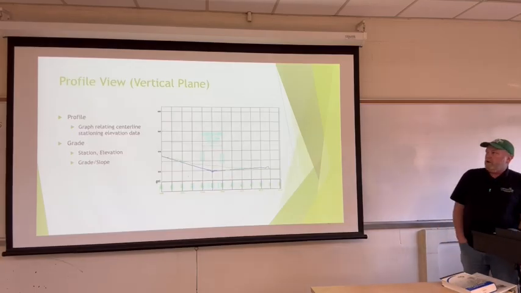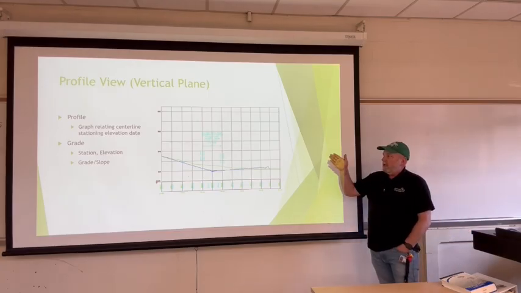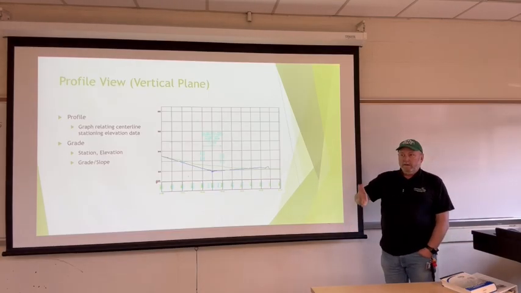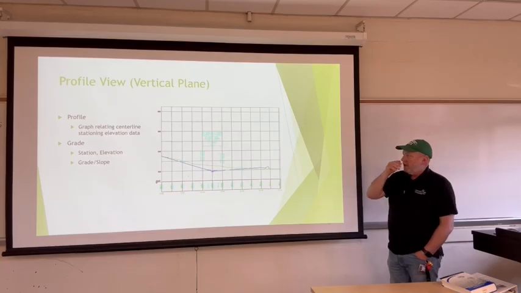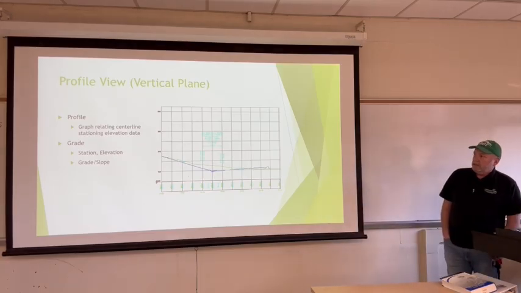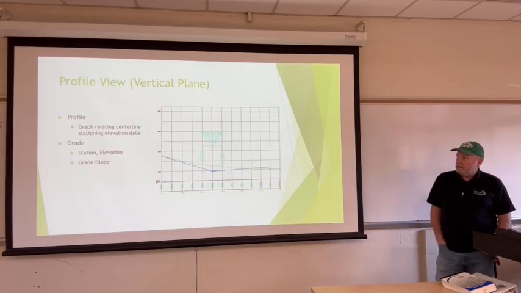We will also have a profile view, which is on the vertical plane. So imagine taking that aerial view, slicing down through it, flipping it up on its side. We're looking at the vertical portion of it. It is a graph relating the centerline station and elevation data.